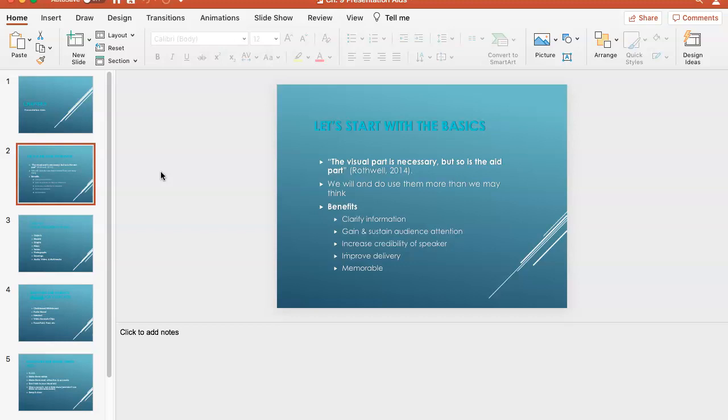We will do and use them more than we may think. So just a rule of thumb, I'll say this probably almost every other chapter. We're talking about visual aids in general. Yes, you will use a visual aid for your demonstration speech, but we're also just talking about visual aids in public speaking in general.